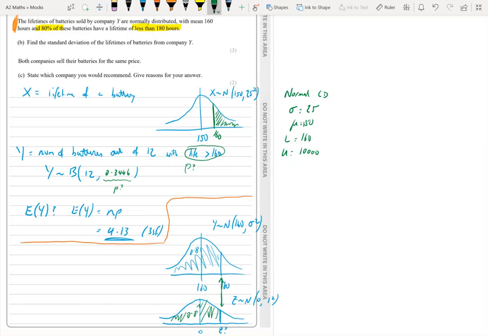So down in the underworld, we can do an inverse normal calculation where sigma is 1, mu is 0. The area to the left is 0.8. And the calculator should give you a Z value there of 0.8416. Z equals 0.8416. You might even keep more decimal places if you want to.